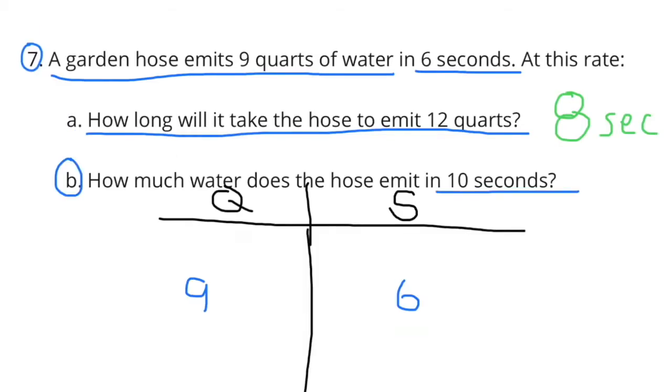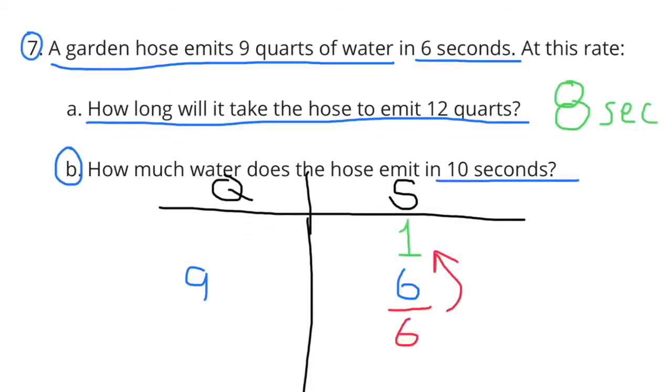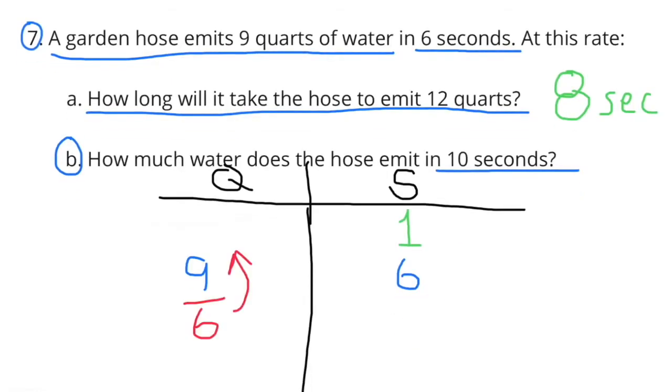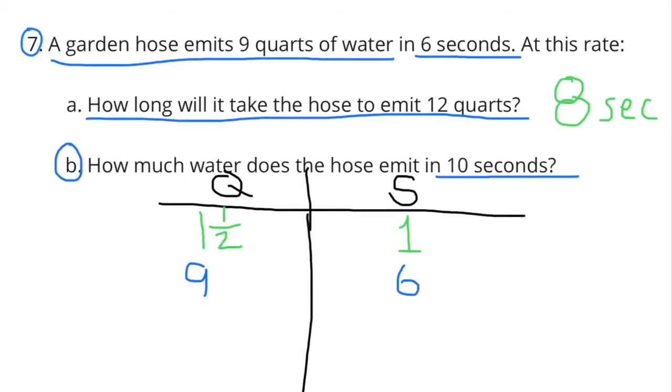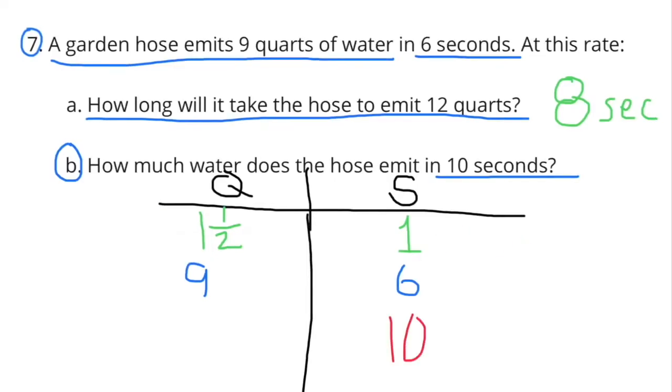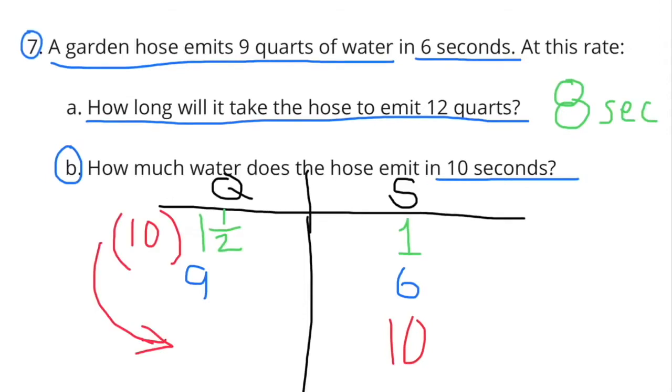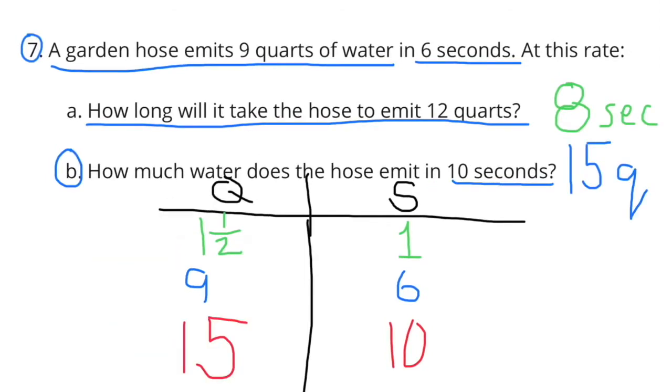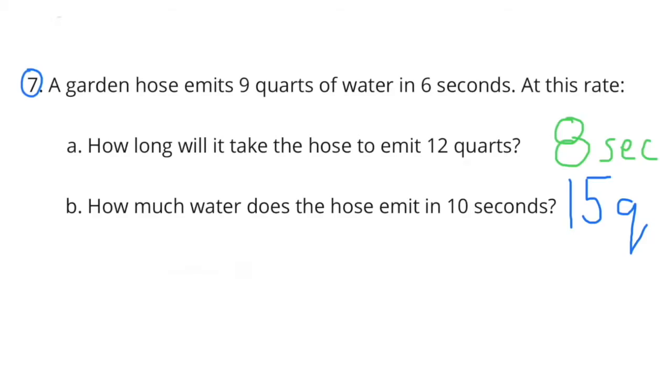B. How much water does the hose emit in 10 seconds? 6 seconds divided by 6 equals 1 second. 9 quarts divided by 6 equals 1.5 quarts. 1 second times 10 equals 10 seconds. And 1.5 quarts times 10 equals 15 quarts. The hose emits 15 quarts in 10 seconds.